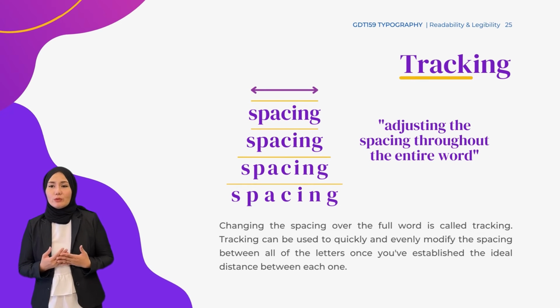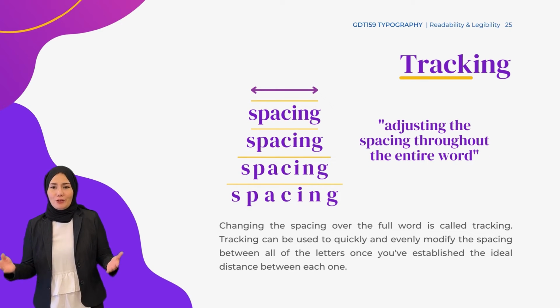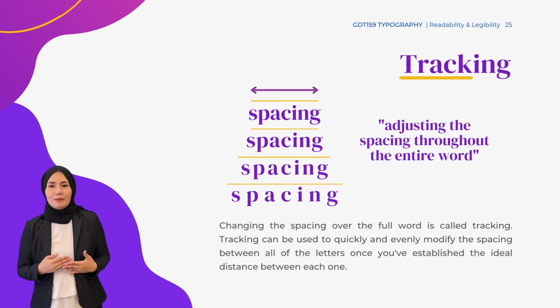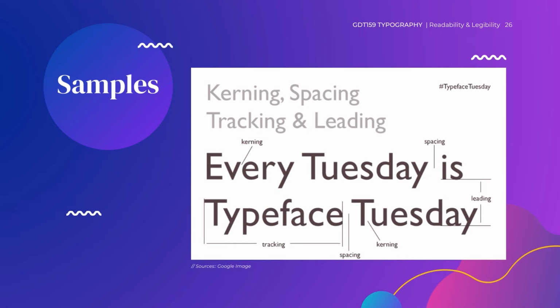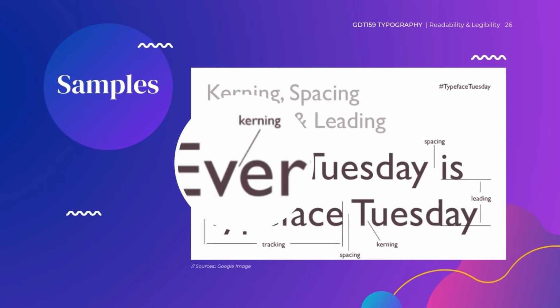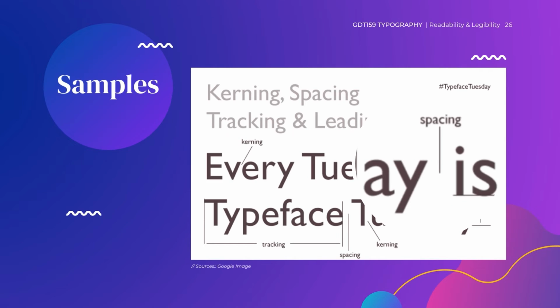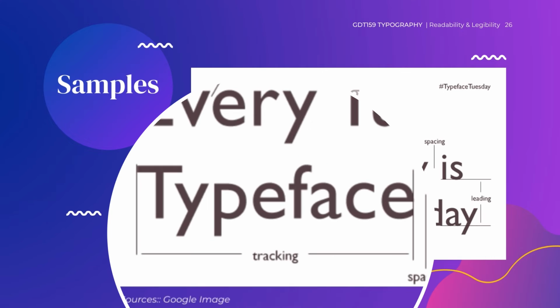Changing the spacing over the full word is called tracking. Tracking can be used to quickly and evenly modify the spacing between all of the letters once you've established the ideal distance between each one. Here is the example. Okay, this is the sample summary of kerning, tracking, and leading. I hope all the students understand the difference between kerning, tracking, and leading.